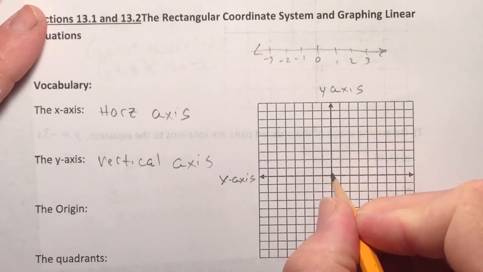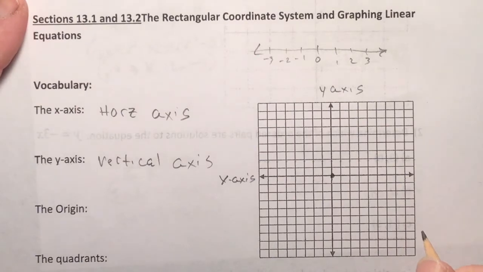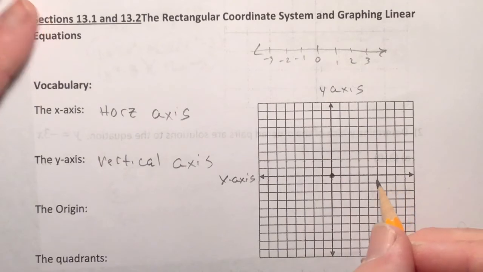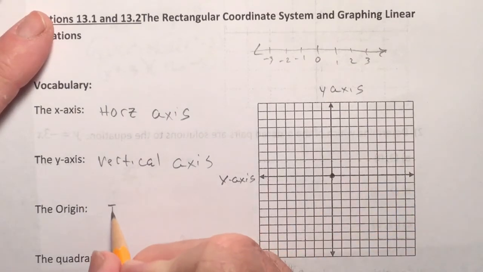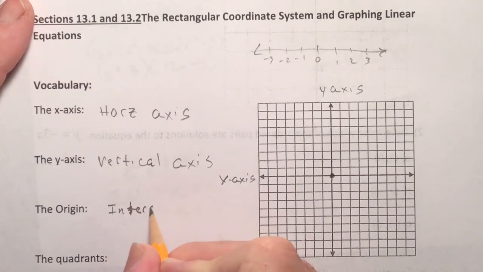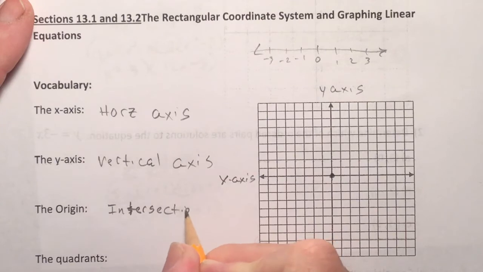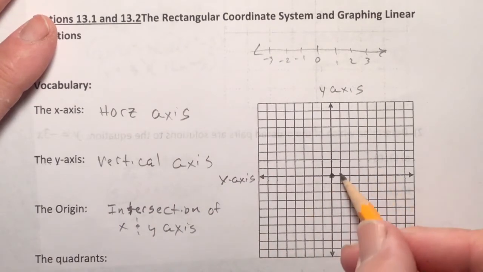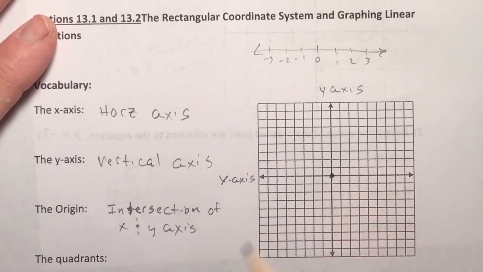Okay, so the origin, that's where the two intersect. This is the intersection of the two axes, the x and y axis. Now this could be three-dimensional. The axis would be coming out of the paper, but it'd still be the origin. It'd just be in three dimensions.